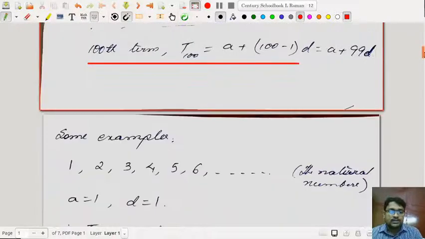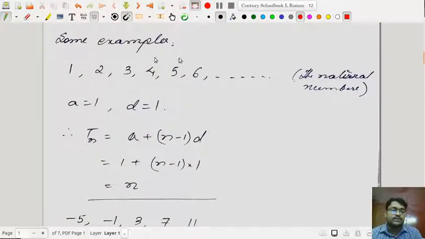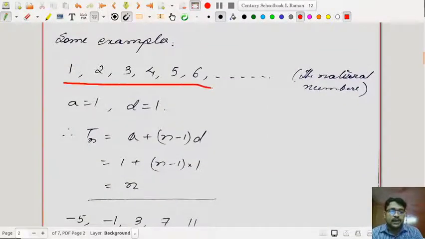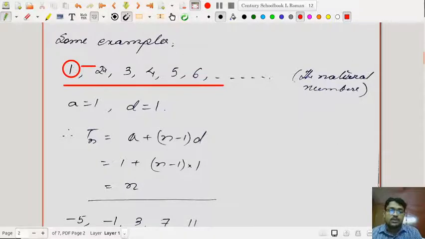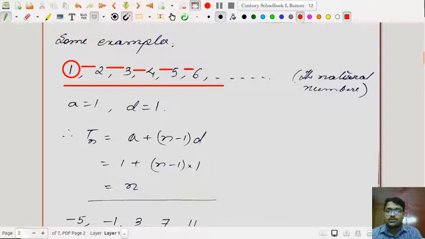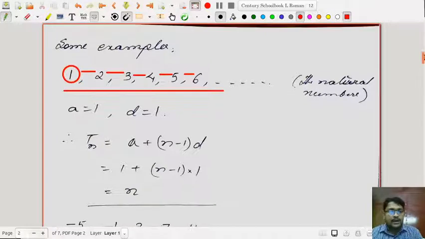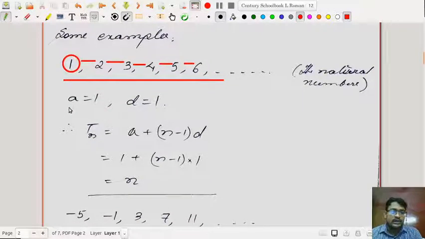Let us see some examples of arithmetic progression. The simplest one is the sequence of natural numbers: 1, 2, 3, 4, 5, 6. The first term is 1 here. What is the common difference? The common difference is also 1. If you add 1 to 1, you get 2. If you add 1 to 2, you get 3. If you add 1 to 3, you get 4. That way the common difference is 1. So here I have written a equal to 1, d equal to 1.